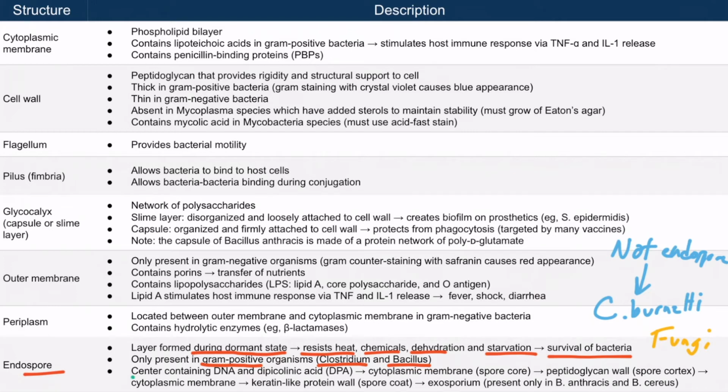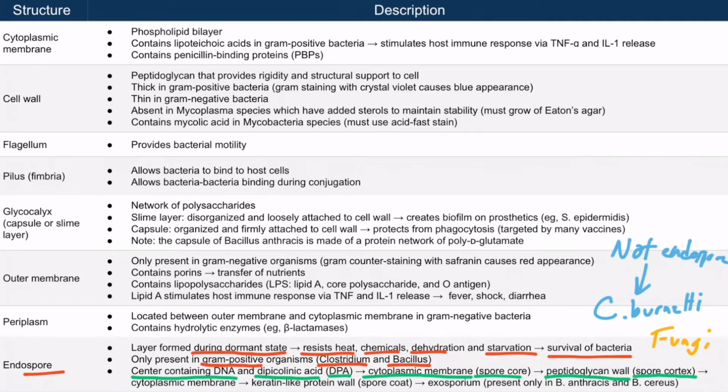Starting at the center where there's DNA, an endospore will contain dipicolinic acid, or DPA. Surrounding that is the cytoplasmic membrane, like you'd expect with typical bacteria, and this is called the spore core. Surrounding that is a peptidoglycan wall, just like the cell wall you'd typically expect, and this wall is called the spore cortex.